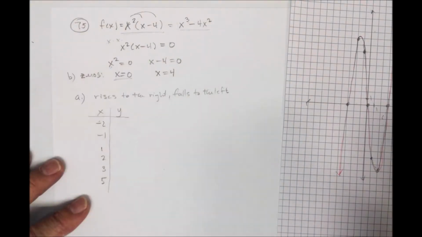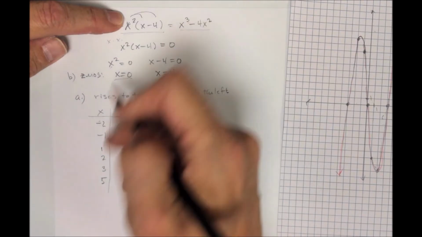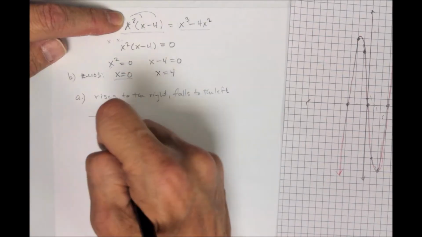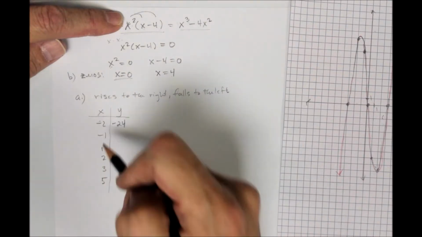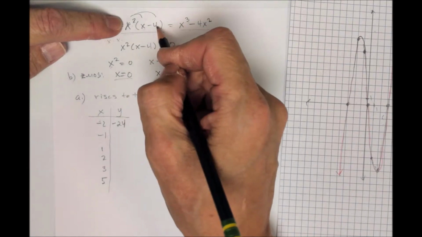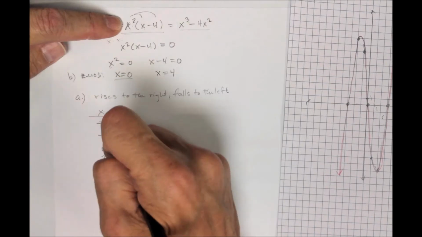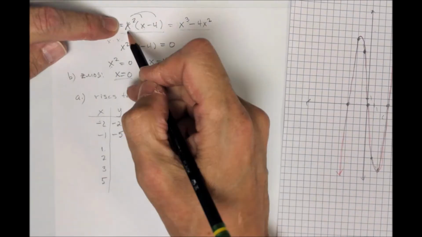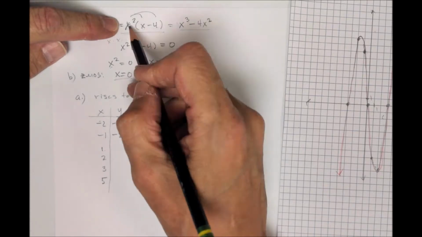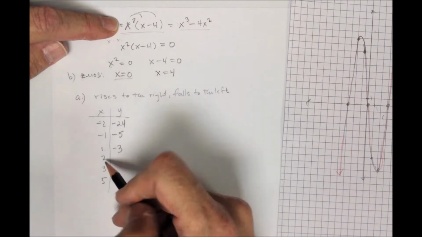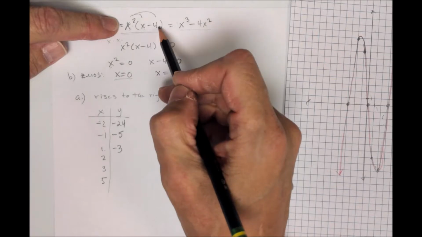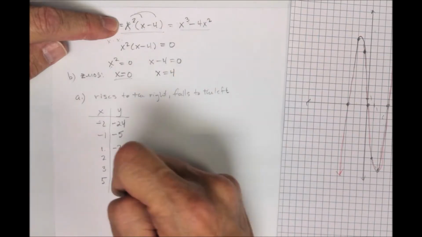It doesn't matter. Negative 2 squared is 4, times negative 2 minus 4 is negative 6. 4 times negative 6 is negative 24. Plug negative 1 in. Negative 1 squared is 1. Negative 1 minus 4 is negative 5. 1 times negative 5 is negative 5. Plug 1 in. This is 1 times 1 minus 4, which is negative 3. 1 times negative 3 is negative 3. Plug 2 in. 2 squared is 4. 2 minus 4 is negative 2. 4 times negative 2 is negative 8.